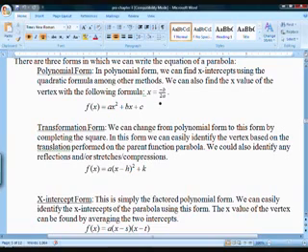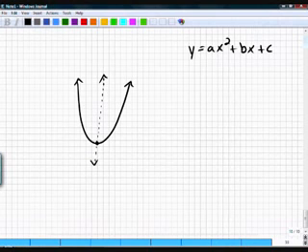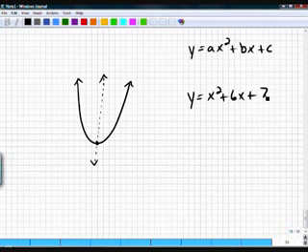Polynomial form is the form I just had it in, and that's the form you see it most often. It says in polynomial form we can find the x-intercepts by using the quadratic formula. Again, to find the x-intercept, what if we had y equals x squared plus 6x plus 7. How do you find the x-intercepts of anything? You plug in 0 for y. Always plug in 0 for y, and then you just solve the equation to find your 2 x-intercepts.